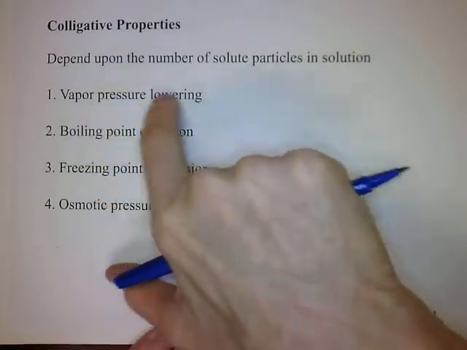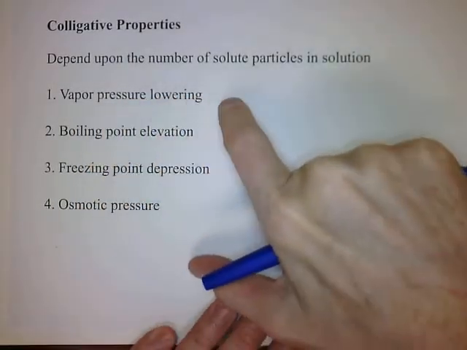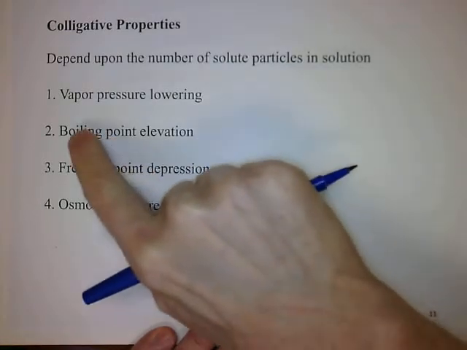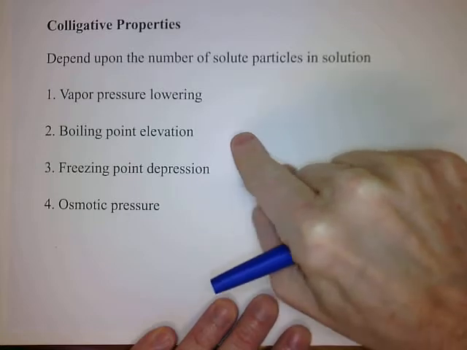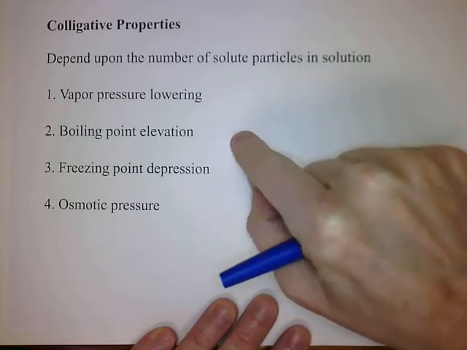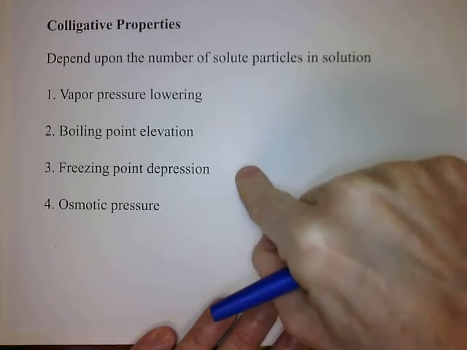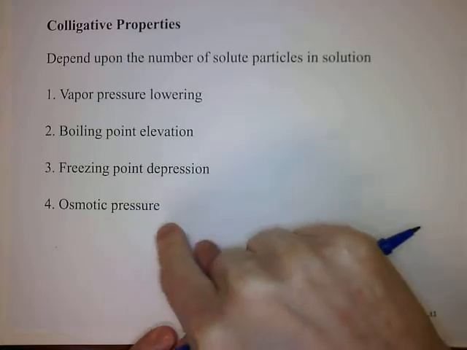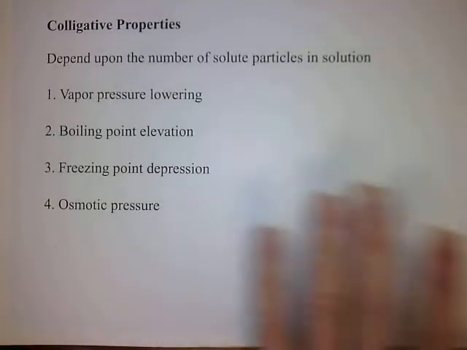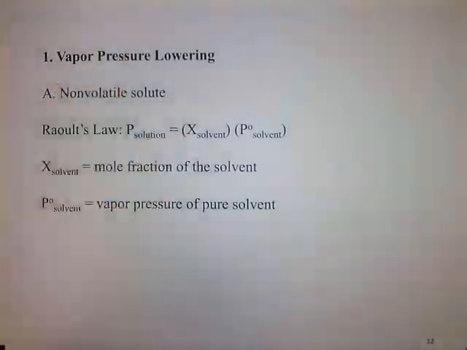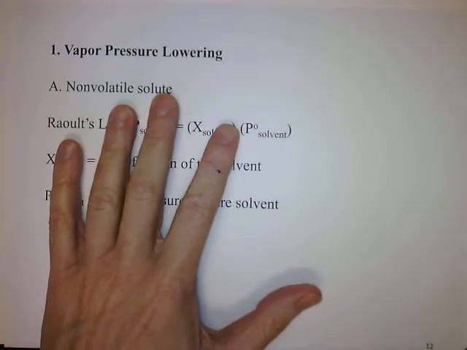All right, so one more time: vapor pressure lowering, you lower the vapor pressure of the solvent. Boiling point elevation, you raise the boiling point of the solvent. Freezing point depression, you lower the freezing point of the solvent, and you change the osmotic pressure. We'll talk about what osmotic pressure means. So we'll go through these one by one. Let's talk about the vapor pressure lowering first.